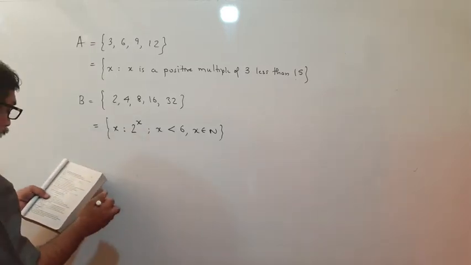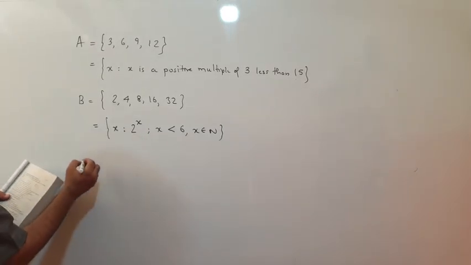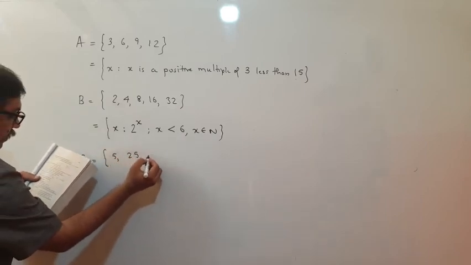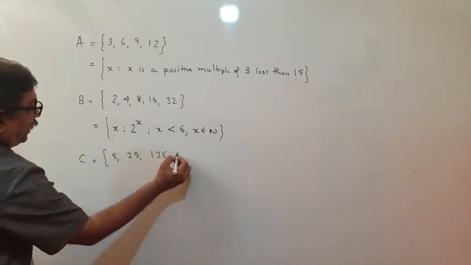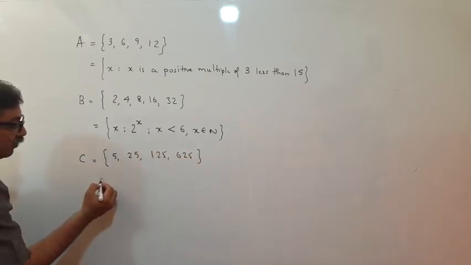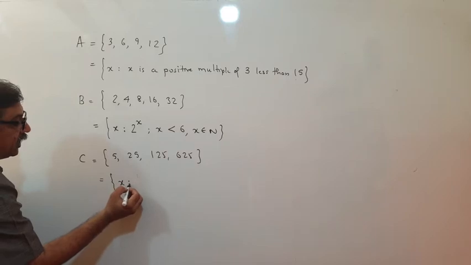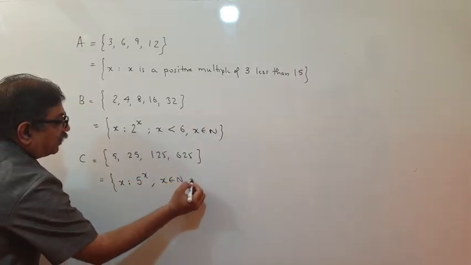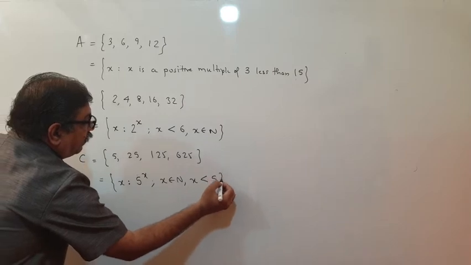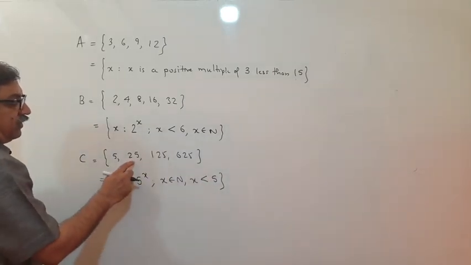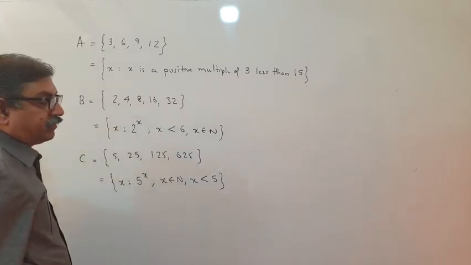Then I have got 525, 125 and 625. We know these are powers of 5. So what am I going to write? X such that 5 raised to X, X is a natural number, X less than 5. So X can be 1, 2, 3, 4. 5 raised to 1, 5 raised to 2, 5 raised to 3, 5 raised to 4. Like this.